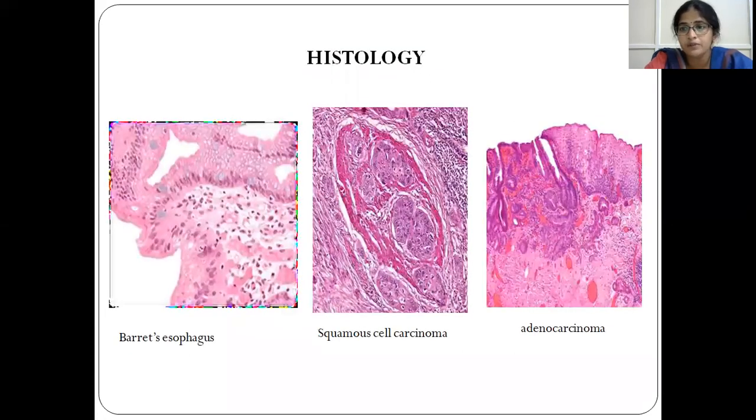Histology. After taking biopsy, we have to know whether it is a carcinoma or a benign lesion in this region. This biopsy of the lesion will be sent to the pathology lab and they will diagnose whether it is Barrett's esophagus, squamous cell carcinoma, or adenocarcinoma. According to this histology, we will treat the patient accordingly.